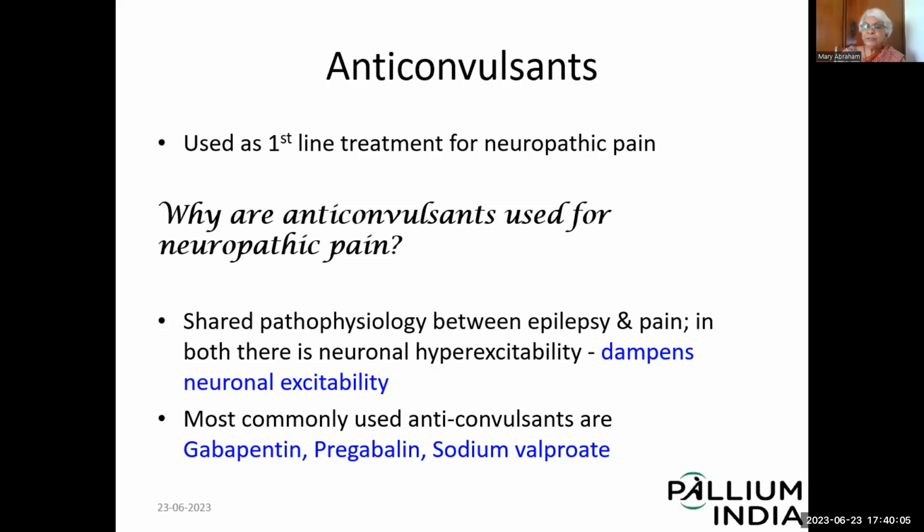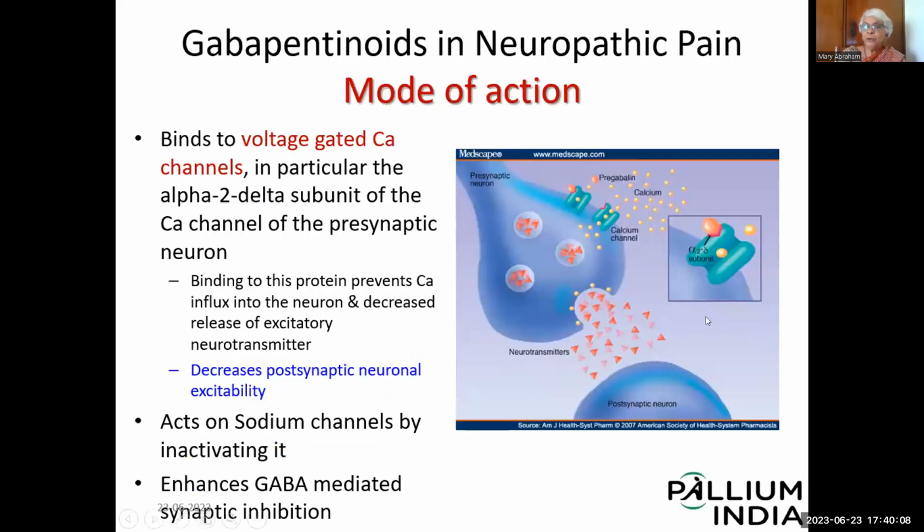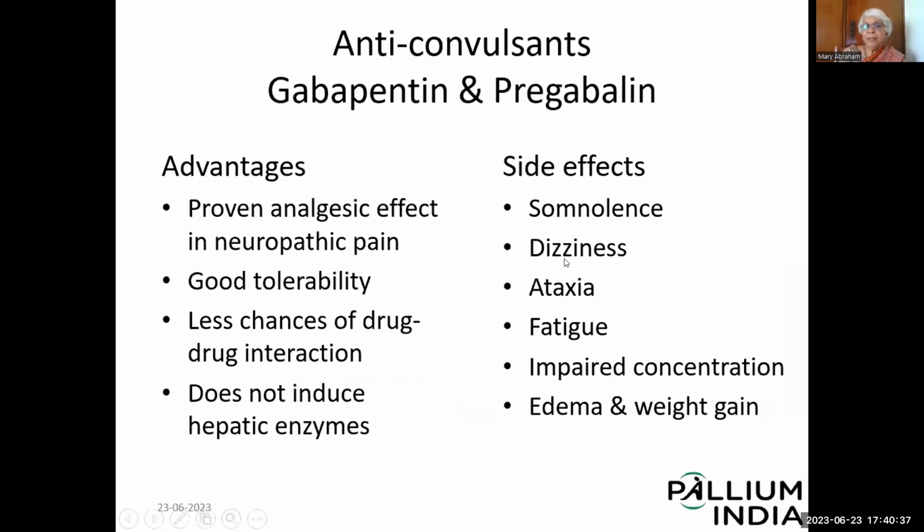So the commonly used drugs are gabapentin, pregabalin. How do they act? They prevent the influx of calcium into the presynaptic neuron by acting on the alpha-2 delta subunit. And because they prevent the calcium influx, there's less release of neurotransmitters and less postsynaptic neuronal excitement. They can also act on the sodium channels and the GABA-mediated inhibition, but the main action is the calcium influx that they are preventing. So the drugs are gabapentin and pregabalin.